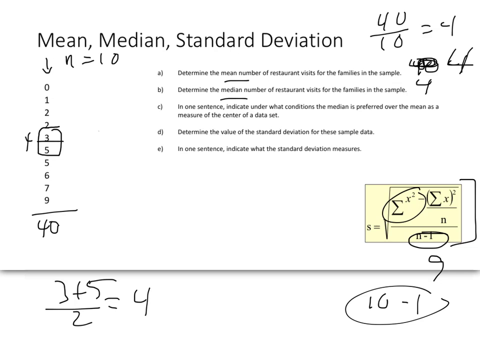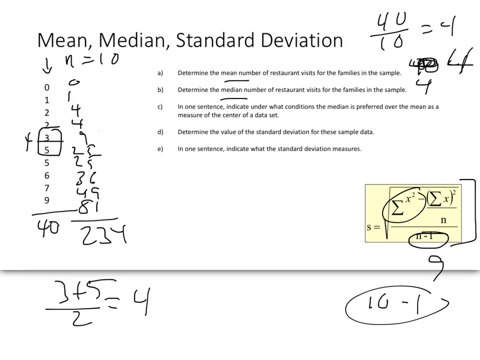So we'll do this first part here. We're going to square each value. So 0 squared is 0, 1 squared is 1, 2 squared is 4, 2 squared again is 4, 9, 25, 25, 36, 49, and 81. Okay, and then we add all of that up. And we get 225, I think. Excuse me, we get 234.